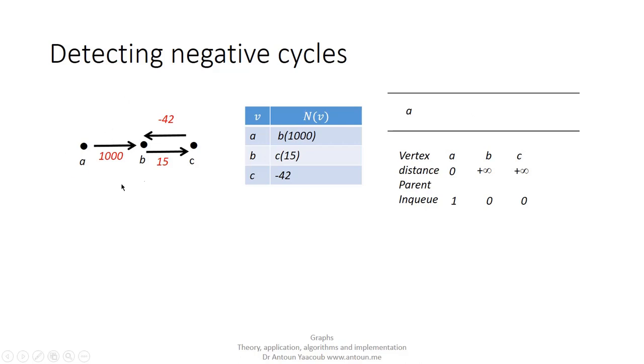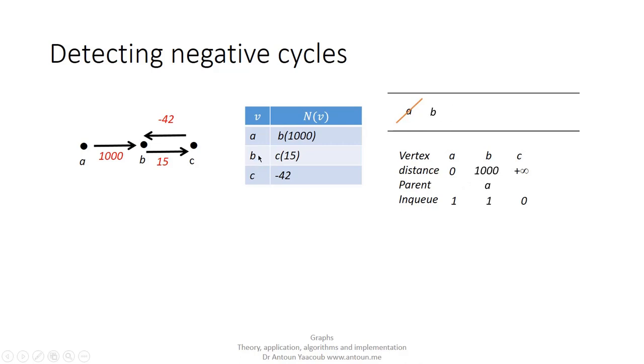So we have this simple graph ABC, with its neighboring vertices. I will start from A. So A's distance is equal to 0, and now it's in the queue. I will dequeue it. I have B with 1000, and I'm coming from A, so it's in the queue.